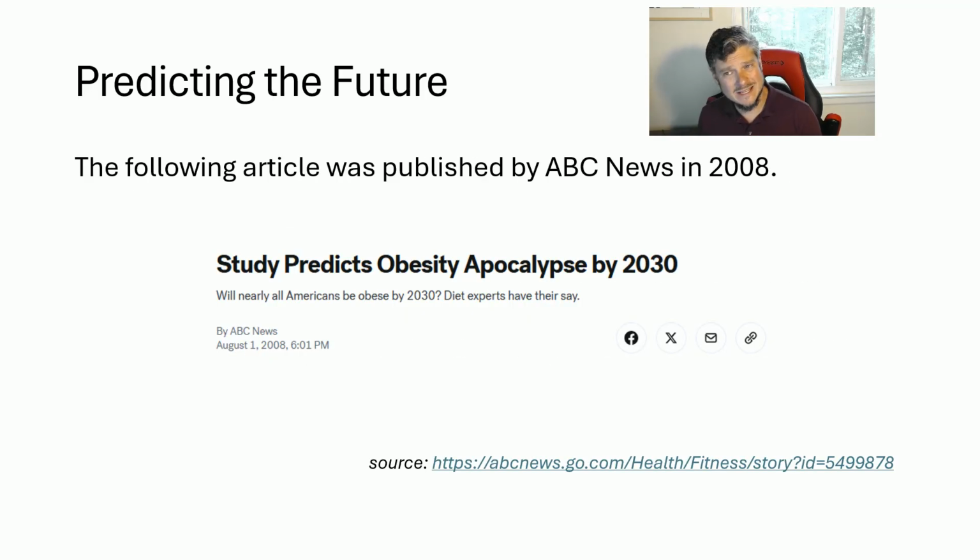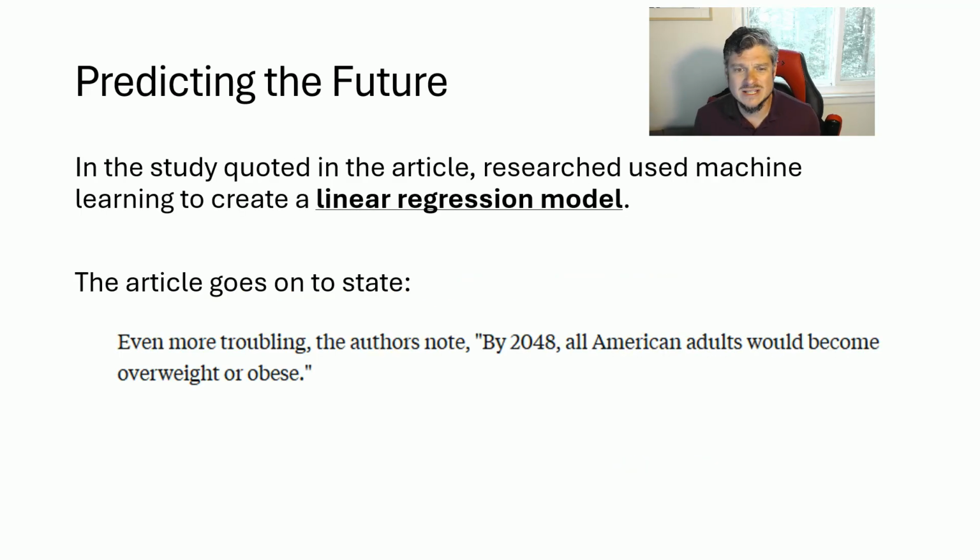Now, that's not always the case. This article was actually published by ABC News back in 2008, and the study predicts that the obesity apocalypse will occur by the year 2030. Will nearly all Americans be obese by 2030? Diet experts have their say. And yeah, this really appeared on ABC News, and the article goes on to state that they use a linear regression model, and based on that linear regression model, it says even more troubling, the authors note that by 2048, all American adults would become overweight or obese.